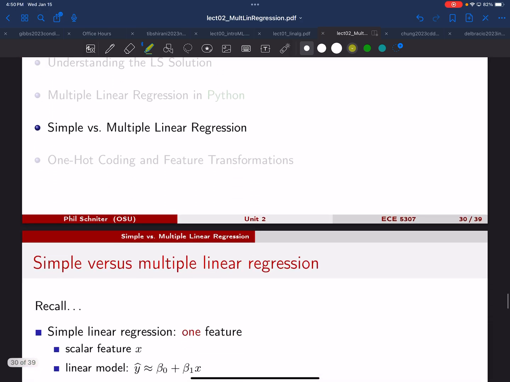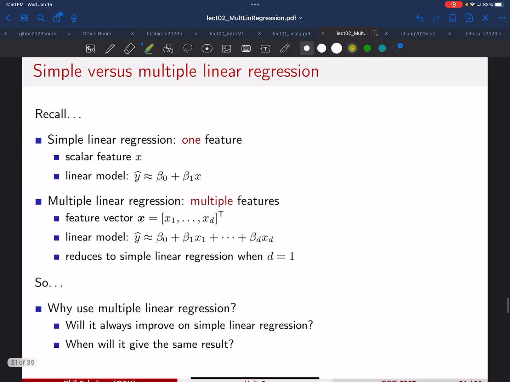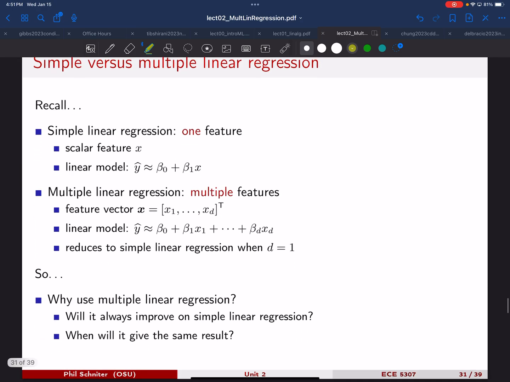Okay, so let's now do a simple experiment just to gain some intuition. Let's look at the difference between simple linear regression, where we have a single feature, and multiple linear regression, where we can use more than one feature. So in this case, as you can see, we just have a single feature over here. We have all our features.